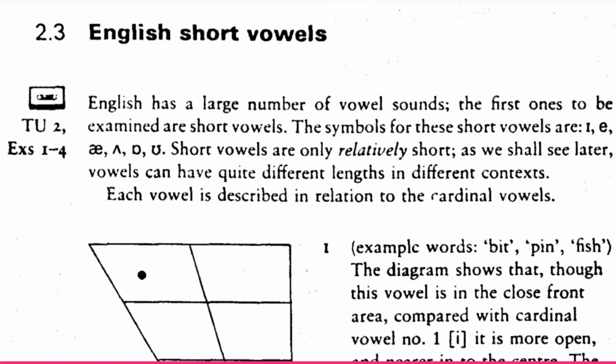English has a large number of vowel sounds. The first ones to be examined are short vowels. The samples for these short vowels are I, e, a, ʌ, ɒ, ʊ. Short vowels are only relatively short. As we shall see later, vowels can have quite different lengths in different contexts. Each vowel is described in relation to the cardinal vowels.